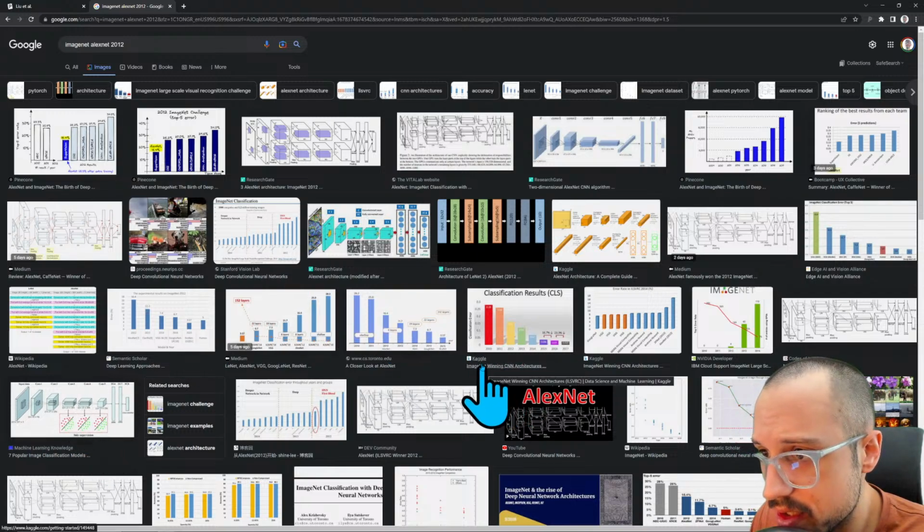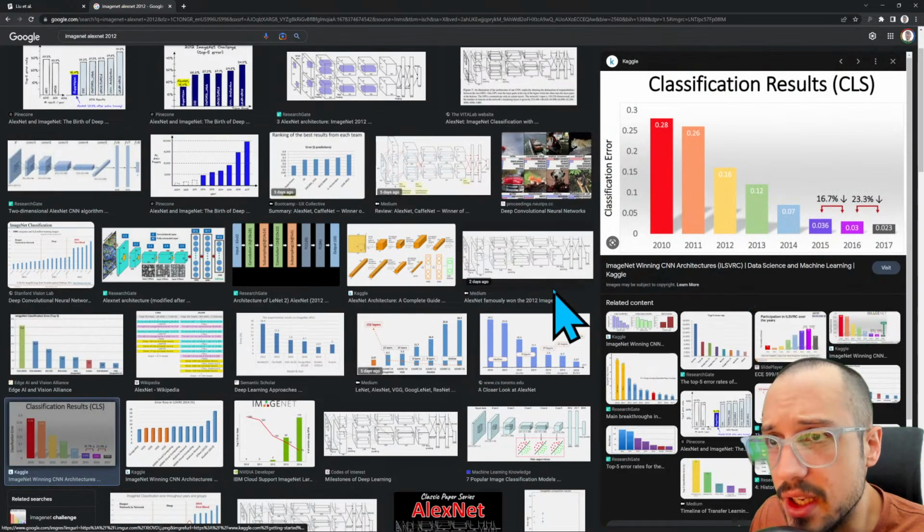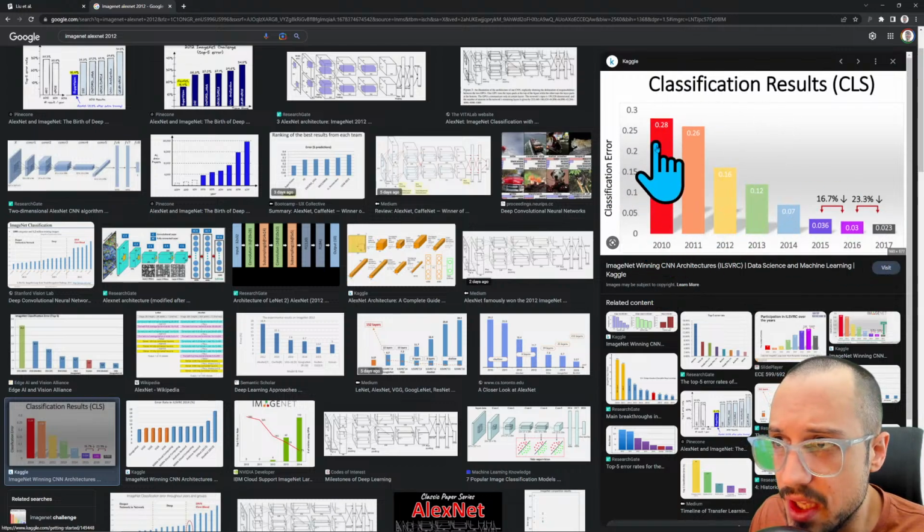Maybe here. I want to see the years before. Yeah, so I don't know if this is the exact one that I'm interested in, but this is basically what the ImageNet competition was. And you can see here, in 2010, it was roughly at 0.28 error, then 0.26 error.